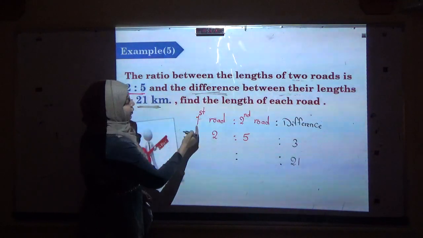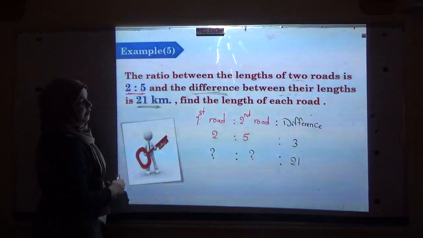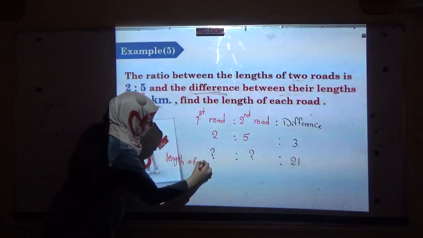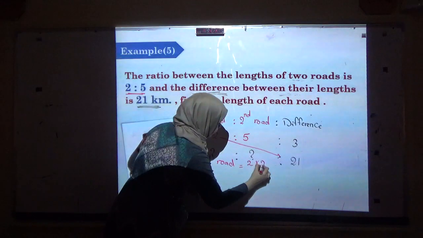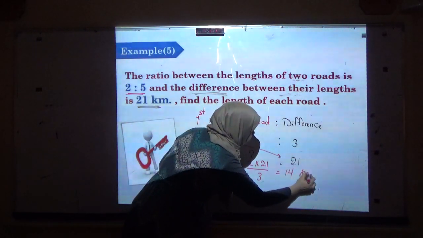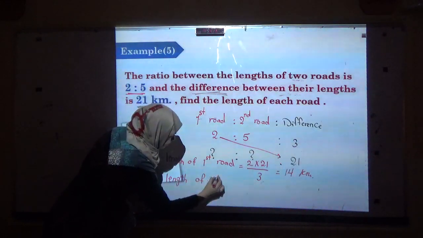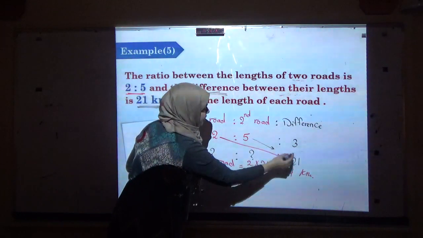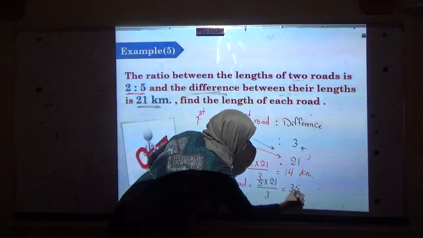Okay? Now we want to find the length of each road. So we don't know any one of them. Now to find the length of each road, make cross multiplication. So length of the first road equals 2 multiply 21 divide 3 equals 14 kilometers. 14 kilometers. And the length of the second road equals 5 multiply 21 divide 3. 5 multiply 21 divide 3 equals 35 kilometers.